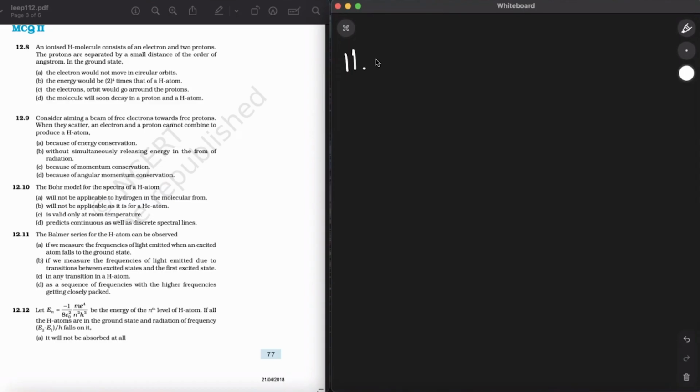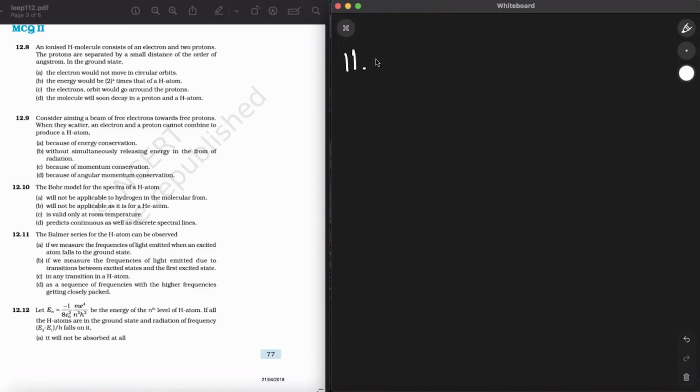Now option B. If you measure the frequencies of light emitted due to transition between an excited state and the first excited state, yes, this is true. This statement is correct because the Balmer series can be observed only when the light is emitted due to the transition from a higher energy state directly to the first excited state. So option B is correct.